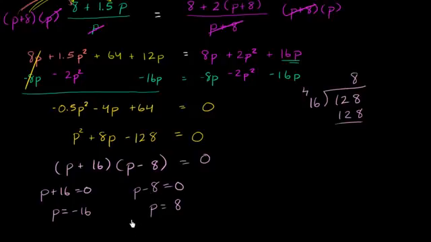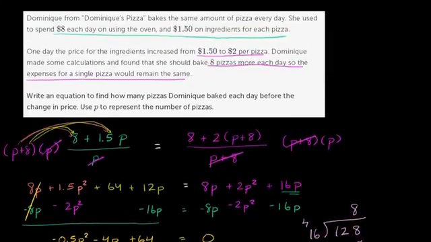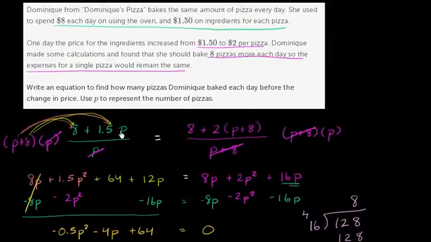Now, we're talking about a number of pizzas made, so this one doesn't apply. This would be like Dominique eating 16 pizzas or somehow destroying 16 pizzas a day. We're not interested in that solution. So if we want the solution to the original question, the number of pizzas she made before the increase in price, she made 8 pizzas per day. So p right over here needs to be equal to 8. So before the change in price, she made 8 pizzas a day. After the change in price, she made 8 more pizzas a day, or 16 pizzas per day.